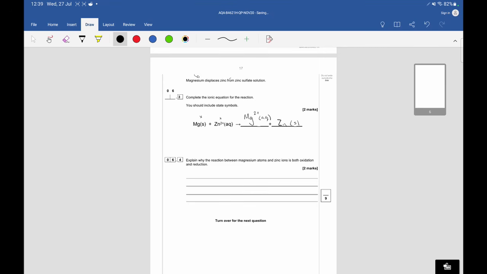Question 6.4 says, explain why the reaction between magnesium atoms and zinc ions is both oxidation and reduction. Well, we know that oxidation is the loss of electrons and reduction is the gain, because of our phrase OIL RIG. Magnesium was oxidised because it lost electrons and became 2+. And if magnesium is oxidised, it means zinc was reduced because it gained electrons to stop being an ion.